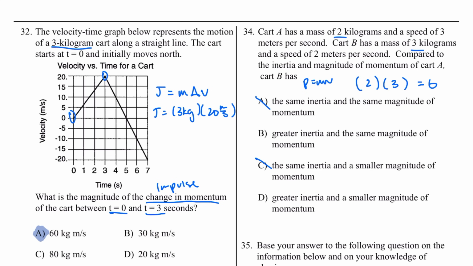So both of their momentums are going to end up being 6. So that means they have the same momentum, but different inertias. So Cart B will have a greater inertia than Cart A, but they're going to have the same momentum. So that gives us choice B.